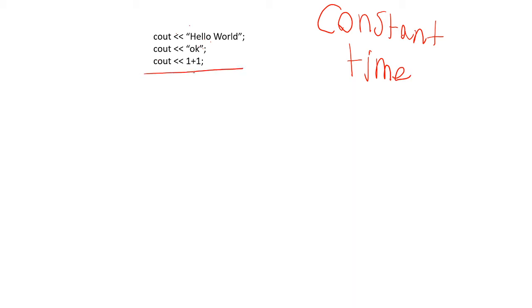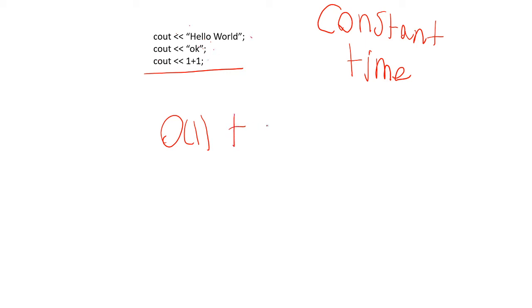We have a program here in C++, and we want to figure out what is the runtime, or what is the time complexity. This is an example of constant time. Since our program executes a constant number of operations, this is going to be big O of 1 for each line. Big O of 1, big O of 1, big O of 1.